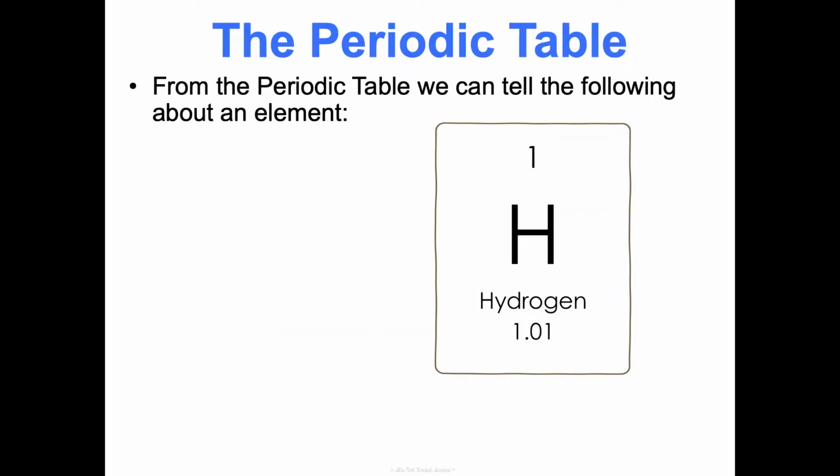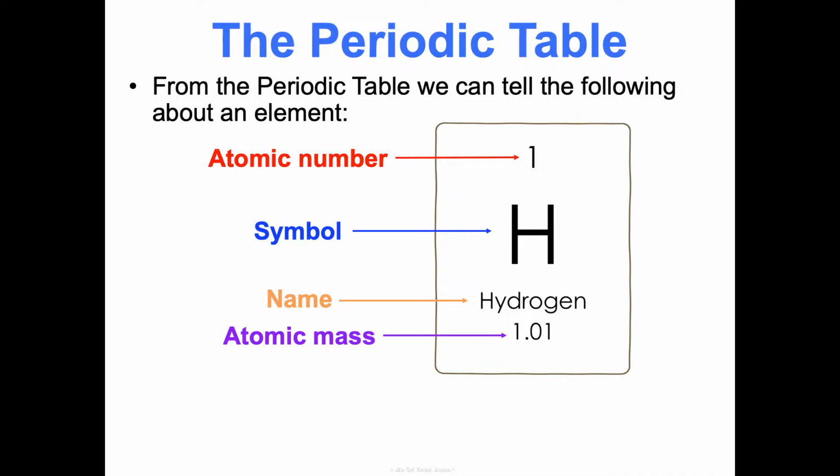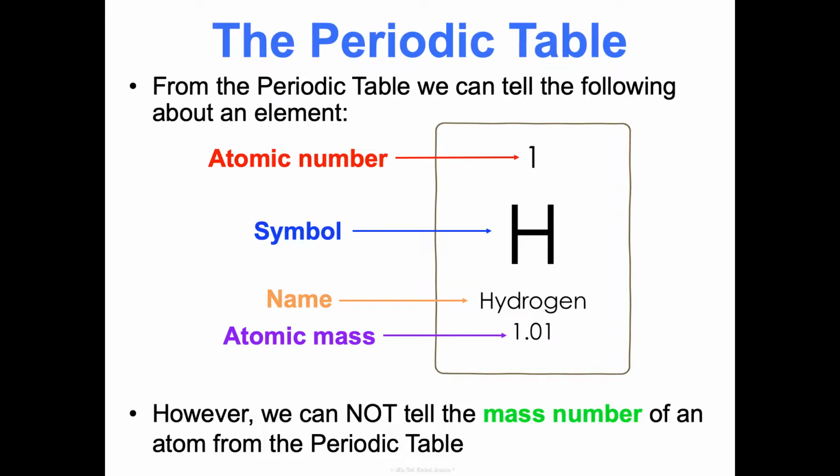The periodic table. You can tell the following things about an element from the periodic table. All periodic tables should have these few things on there. So first, they're going to have the atomic number for an element. They're going to have the element's symbol, its name, and its atomic mass. Now, some periodic tables will have additional information on there. They will have more to them than this, but they will all at a bare minimum have these. Now, one thing we cannot tell from the periodic table is the mass number of an atom. Specifically of an atom, we don't know the mass number.